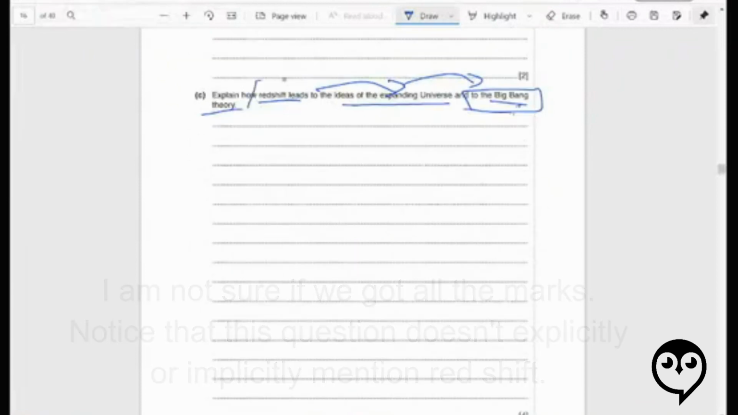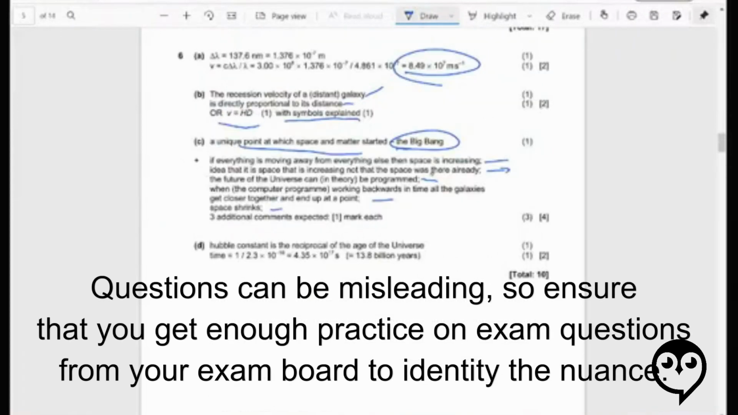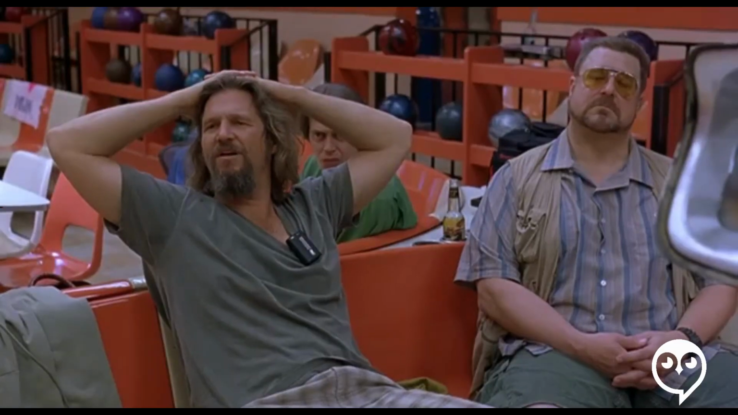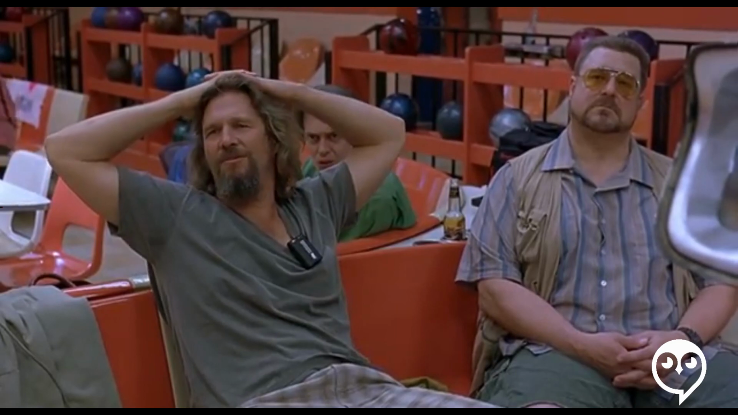I don't see how we've even talked about redshift here. I've seen mark schemes explain this better. This one's kind of vague compared to other ones I've seen.